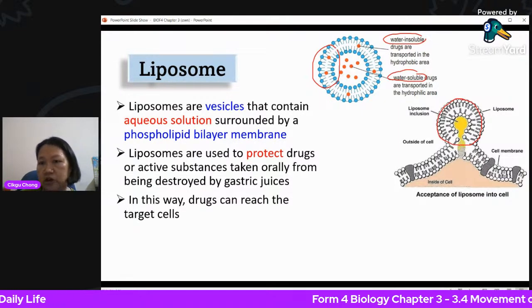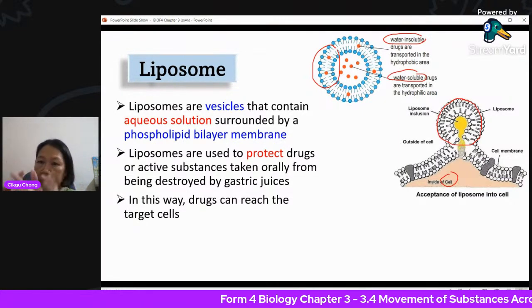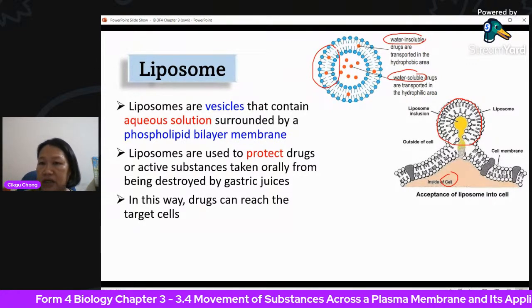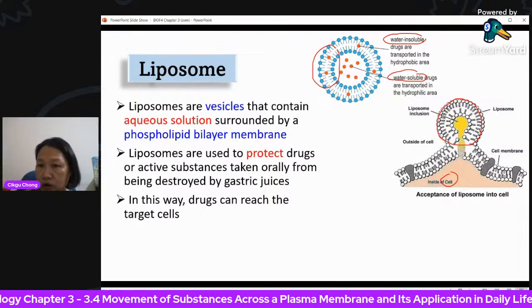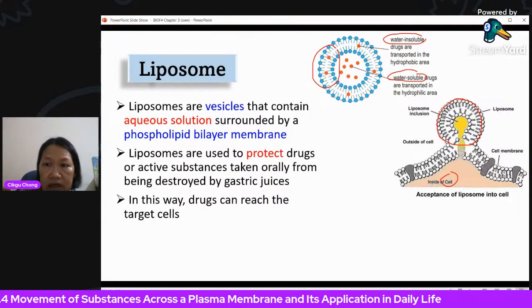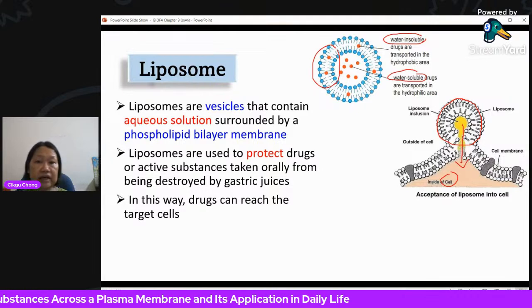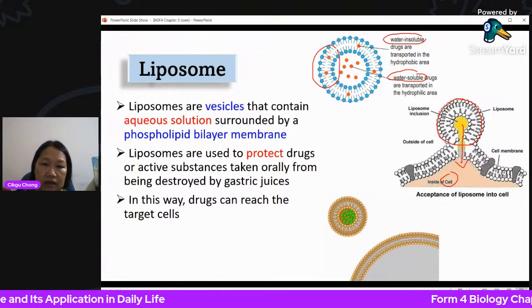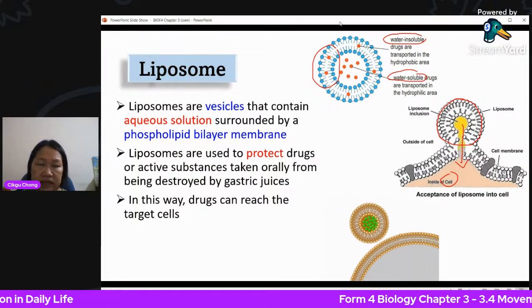And then when it reaches your body cell, now this is the cell, you see it merges. The layer of this phospholipid bilayer merges together with the phospholipid bilayer of the cell, and the substance is released inside. Okay, look at this GIF, the animation. Okay, you see that? It just stops halfway there.